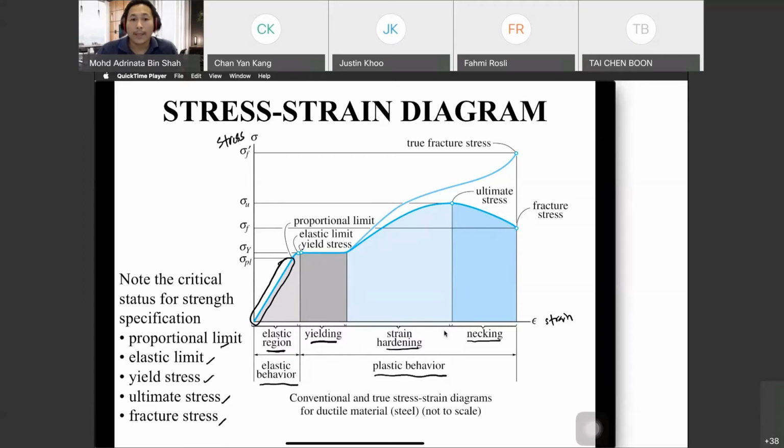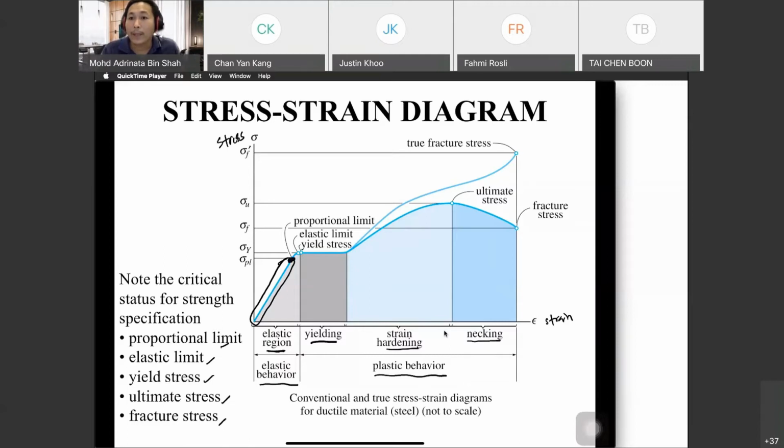Okay, that is the best one because when we give the load, it will expand, and when we release the load, it will come back to the original. Okay, then we have there a proportional limit. This one, proportional limit.